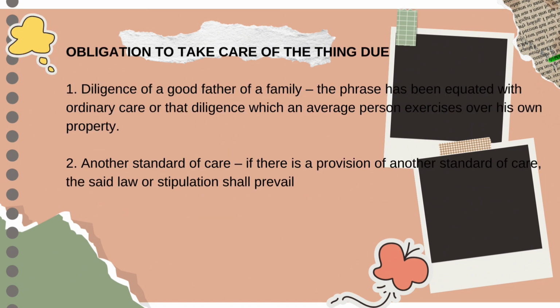So what is the duty, or the obligation, to take care of the thing due? The diligence of a good father of a family, the phrase I already discussed with you earlier, has been equated with ordinary care only. So, exercise the proper way of taking care of the thing that you still handle, which has not yet been delivered, but is already contracted. Another standard of care: if there is a provision of law or stipulation providing another standard, said law or stipulation shall prevail. Okay? That is what will be followed, the stipulation or contract between the two.